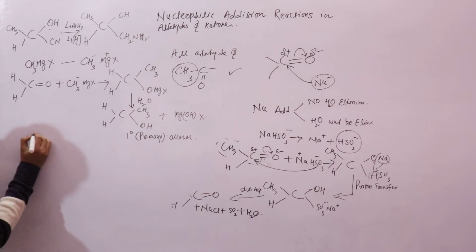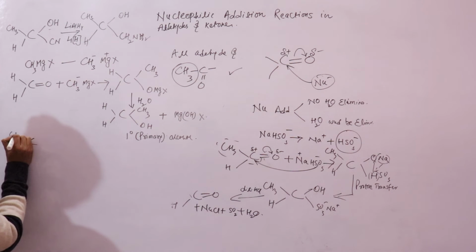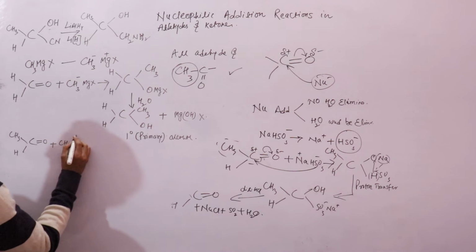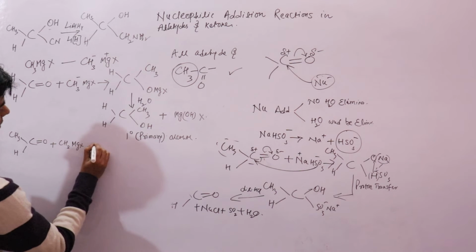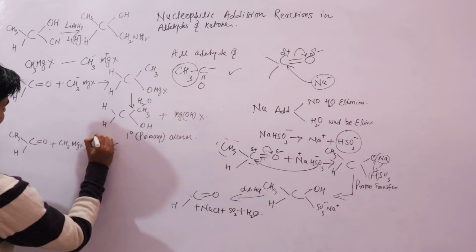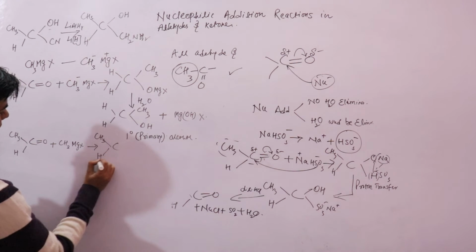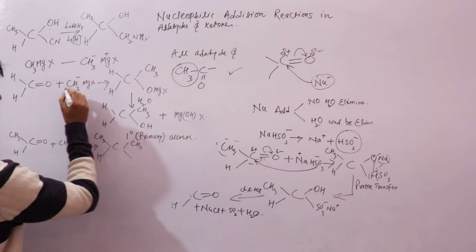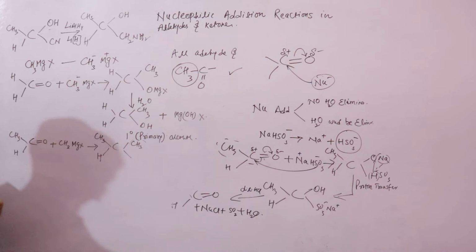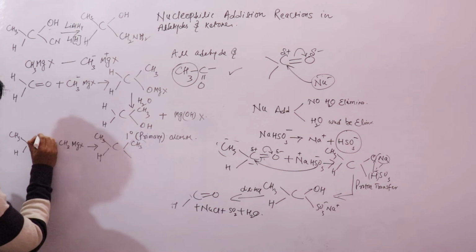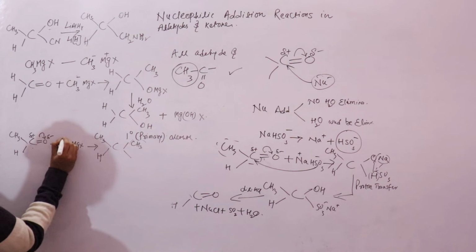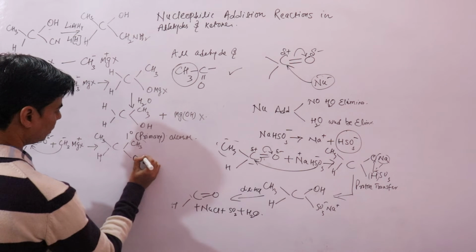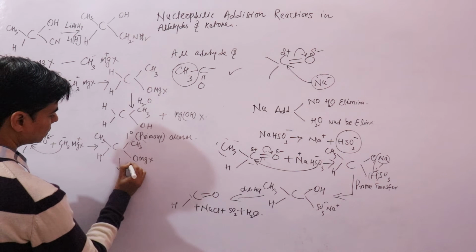Now if we take CH3MgX, with this it will give first an addition product similar to this. Methyl is your nucleophile which will attack this carbonyl carbon. This is minus, this is plus, so this will attack at the carbonyl carbon, giving OMgX.